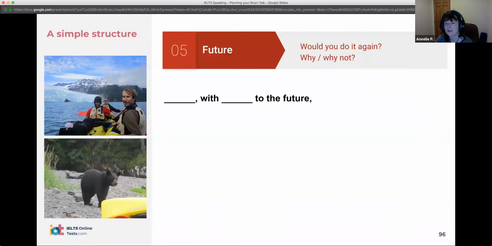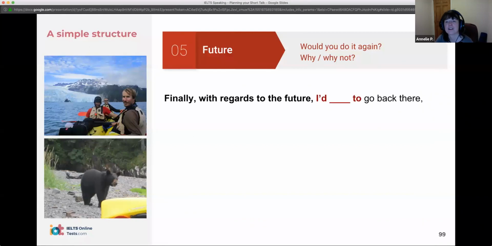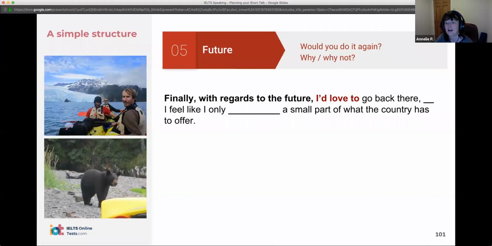So how are we going to introduce this? Finally, thank you, Jiha. With regards to the future, or with reference to the future, I'd love to go back there. I'd like to, or I'd love to is a bit stronger, so that's even better, to go back there. And then we're going to explain why. I'd love to go back there.